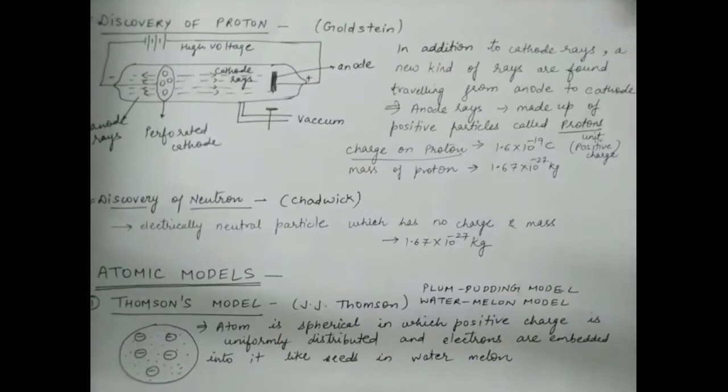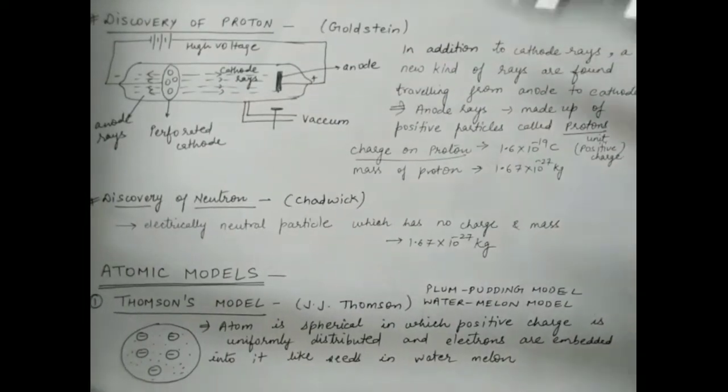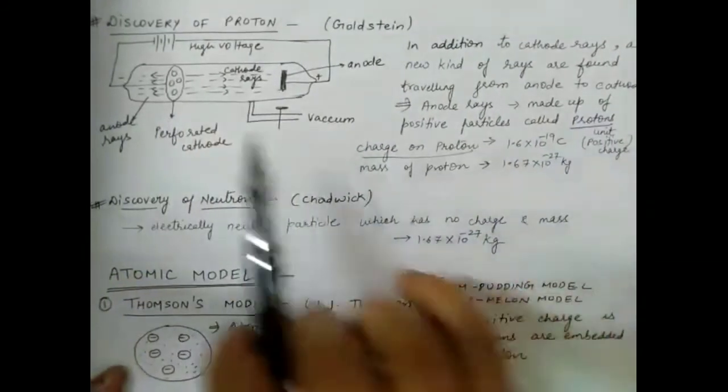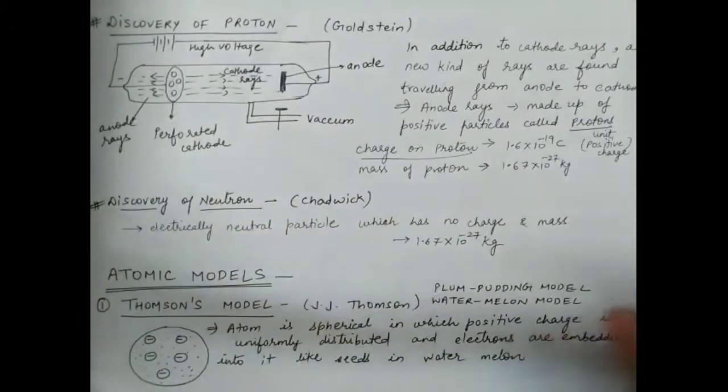Now, how were protons discovered? Protons were discovered by Goldstein in a similar discharge tube experiment. Now, if the atom is electrically neutral, and electrons are present inside the atom because electrons were discovered, then there must be some positive particles also present inside the atom. So these were also discovered in the discharge tube experiment. Goldstein took a similar discharge tube and a perforated cathode. Some perforations are there inside the cathode.